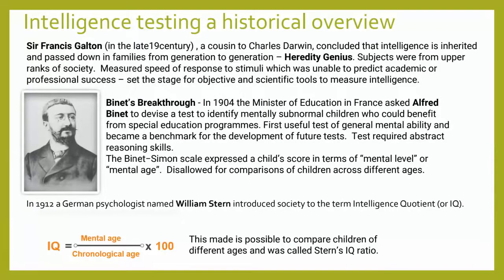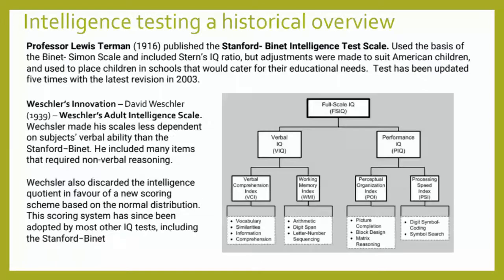His IQ formula was that he took the mental age as per the score, divided it by the chronological age, and multiplied it by 100. So he had the ability to use an IQ to compare regardless of the age of the person taking the test or the child taking the test. So that was part of the progression of development.